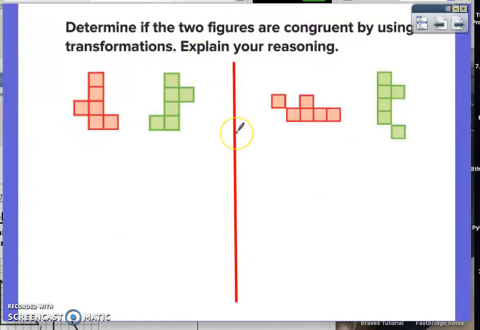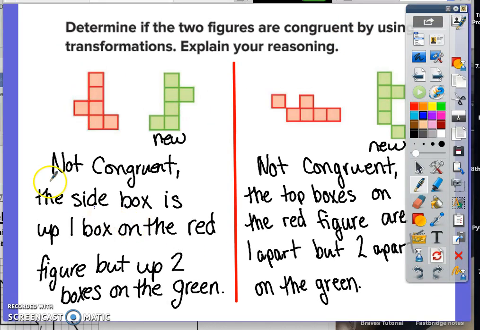Okay. Determine if the two figures are congruent by using transformations and explain your reasoning. So here, if this one was reflected over an imaginary vertical line, this part would be here. So therefore, it's not congruent because the side box is up 1 on the red figure, but up 2 on the green. If you look here, it's up 1 here, and it's up 2 here. So it's not going to be congruent. It has to be the exact same shape, and it's not.